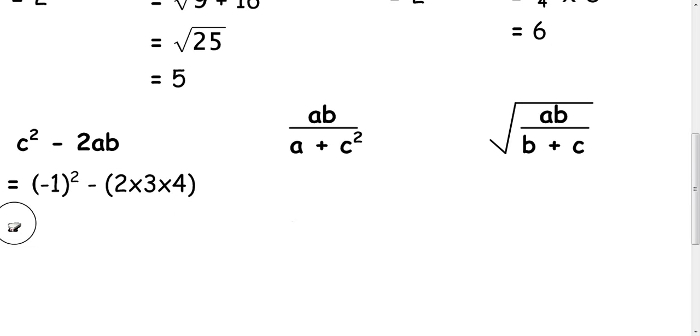So let's do the brackets before we do the subtract. So negative 1 squared means negative 1 times negative 1, that's positive 1. Take away. And 2 times 3 times 4, that's 6 times 4, which is 24. And 1 take away 24 is negative 23.